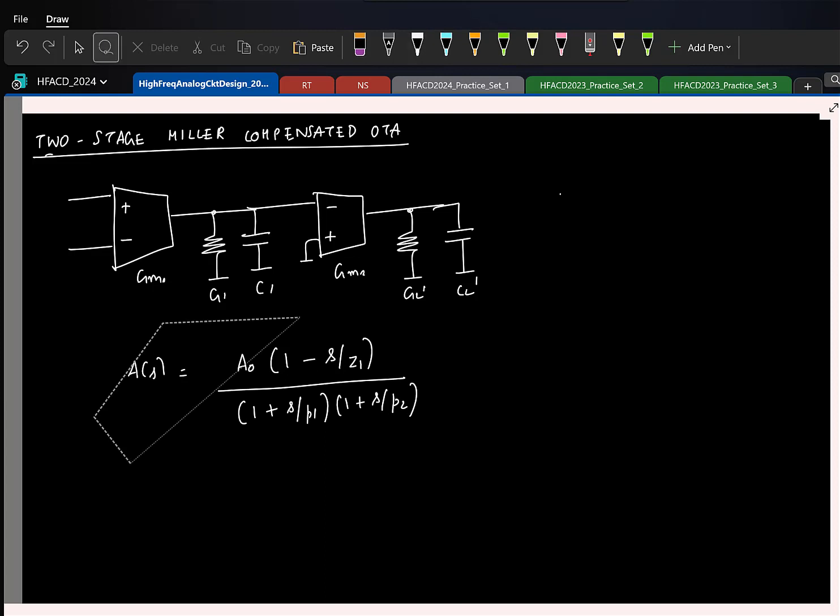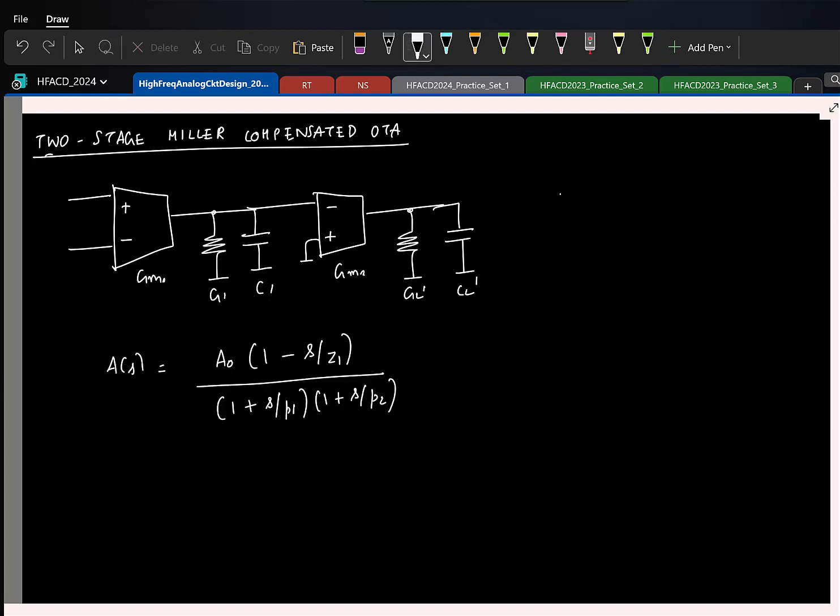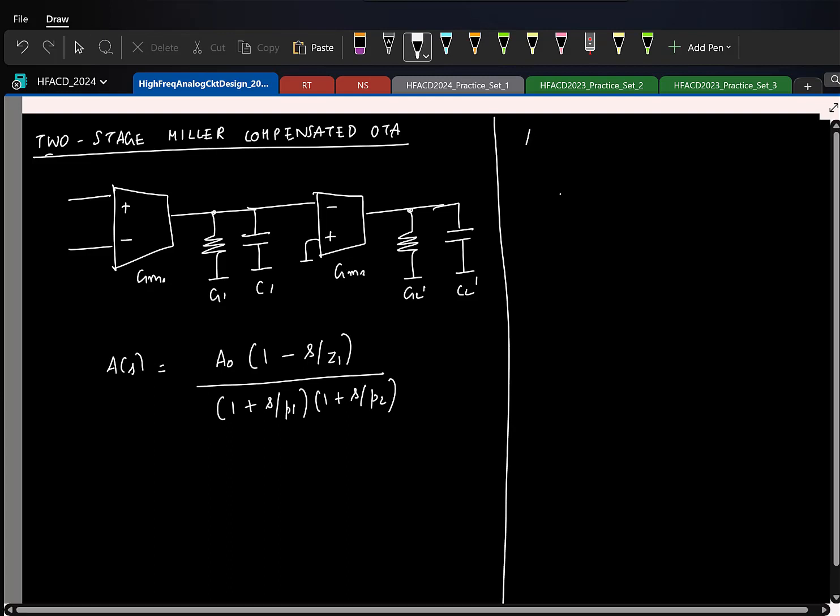Let's quickly write down the values of all of them. What is the DC gain A naught? Oh sorry, I also forgot to add the Miller capacitor, the compensation capacitor here. What is the DC gain? For DC gain, the capacitors are all open. What is the gain? GM1 by G1. Fine. This is the DC gain.